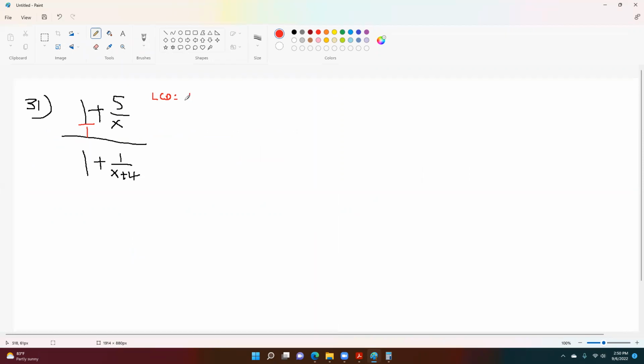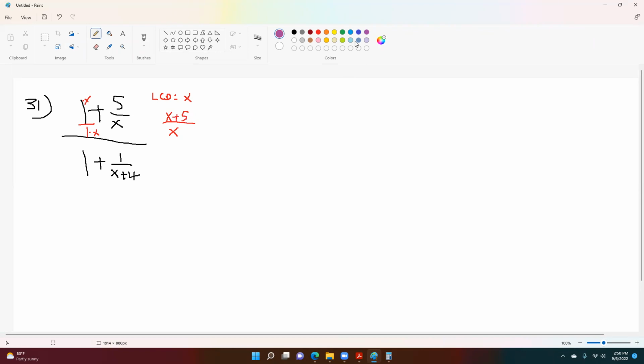That LCD will be x. So we will have x here. So you will multiply this by x. This one stays the same. So what you get here is x plus 5.